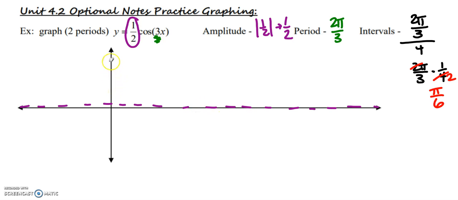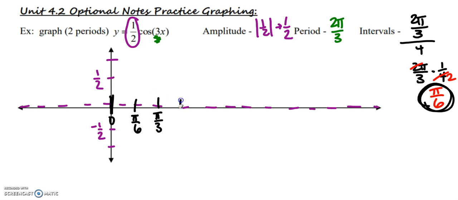My amplitude is 1/2, so I'm going to mark this as 1. We'll call this 1/2. That didn't really look like a half, but I meant for it to. Negative 1/2. No horizontal shift. I'm just going to start right here at 0, and I'm going to count this time by these pi over 6's. So there's 1 pi over 6, 2 pi over 6, 3 pi over 6, and 4 pi over 6. 1, 2, 3, 4, 5 tick marks for my important 5 points of cosine.